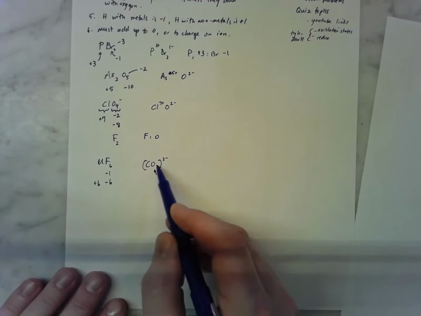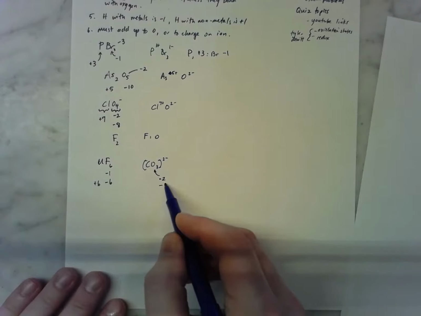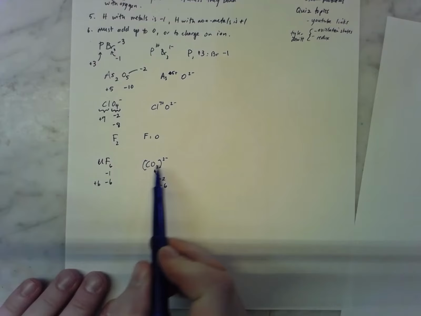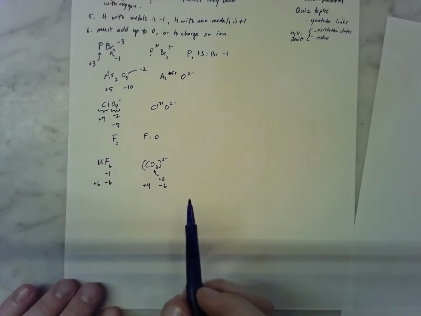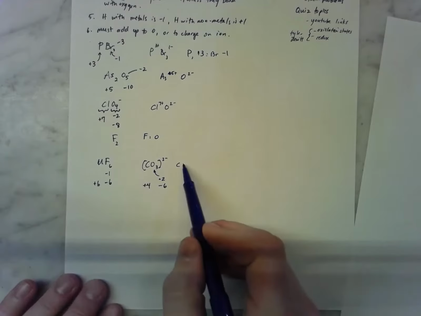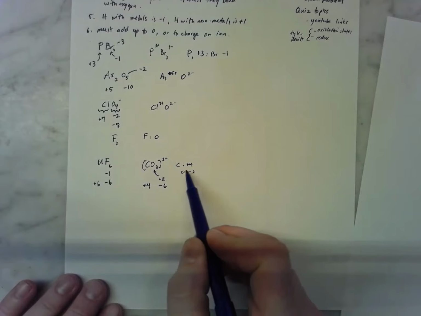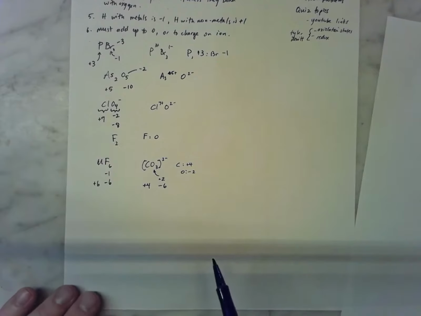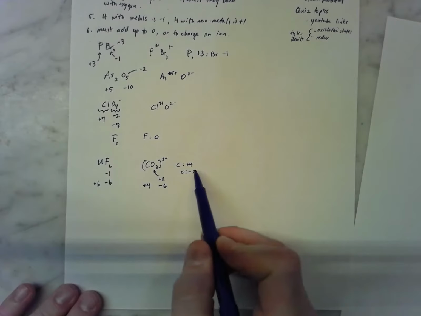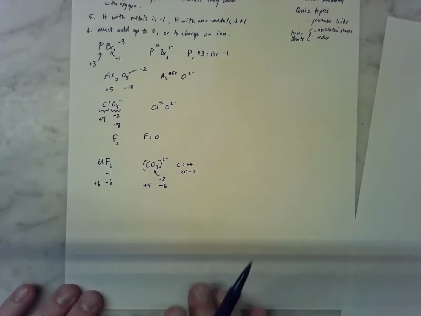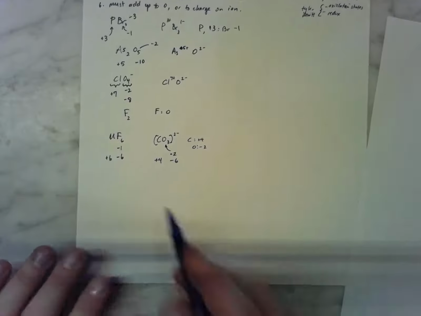So this is going to be a -2 for each of these oxygens times 3, which is going to give us a -6 total. It's got to add up to a 2-, so that makes carbon a +4. So carbon is a +4 and oxygen is a -2. Okay. When you're writing this, make sure it's clear to me that you are showing me that the individual oxygen is a -2. Okay. All right. Keeping on going.